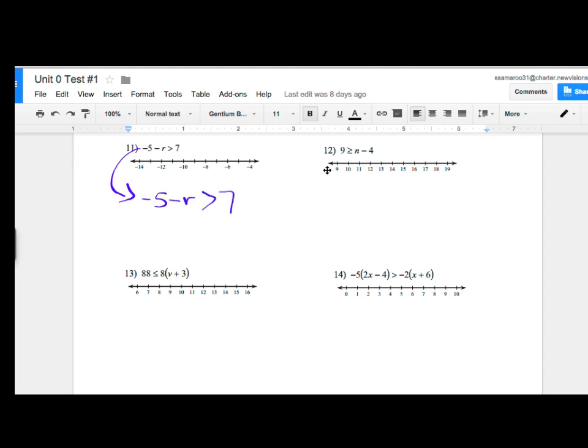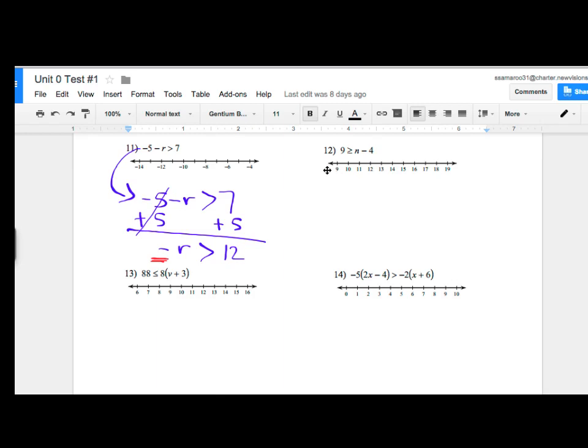So, I want to get r by itself, add 5 on both sides. These cancel, negative r is greater than 7 plus 5, which is 12. But notice that it's negative r. Miss Samaru, I think that's a 5. Yeah, oh, no, a 5. You're right. 7 plus 5, okay, I thought it was late afternoon, nap time.